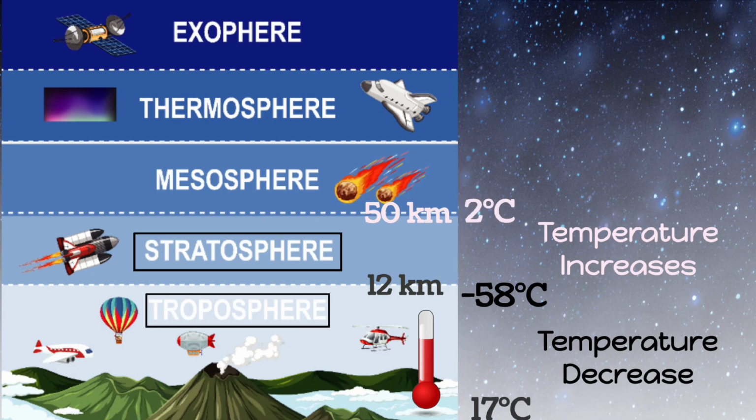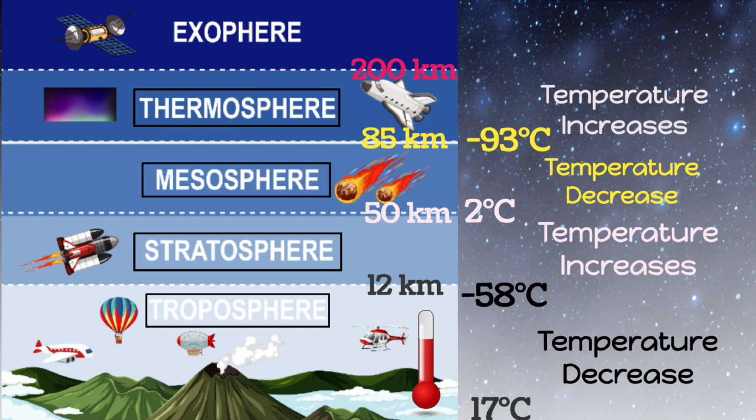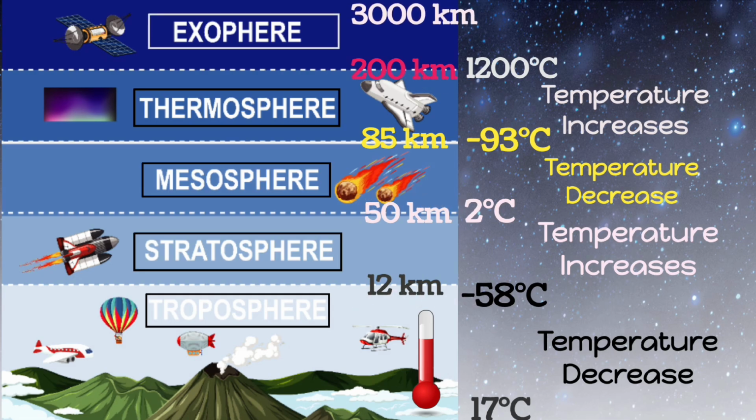Beyond the stratosphere lies the mesosphere, covering up to 85 kilometers. In this region, again temperature decreases down to -93 degrees Celsius. Beyond the mesosphere lies the thermosphere, covering up to 200 kilometers. In this region, again temperature increases up to 1200 degrees Celsius. Beyond 200 kilometers lies the exosphere, in which temperature goes on increasing upwards.